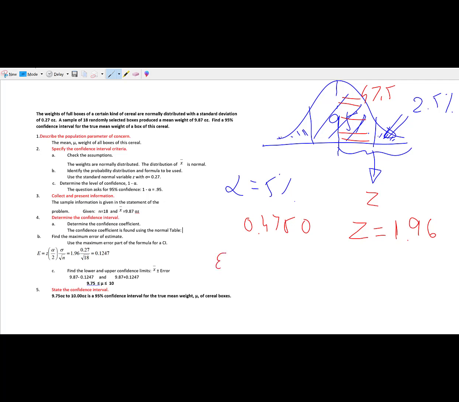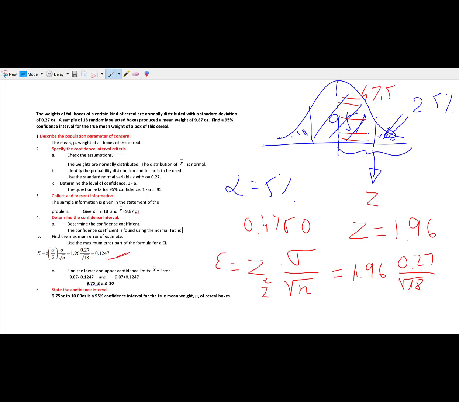So the error is this z, the confidence coefficient that we just read from the table, times the standard deviation of the entire population divided by the square root of n, where n is the sample size. If we plug in this formula, we have 1.96 times the standard deviation, which was 0.27, divided by the square root of 18. So this value, you can see, I put it here, is 0.1247.